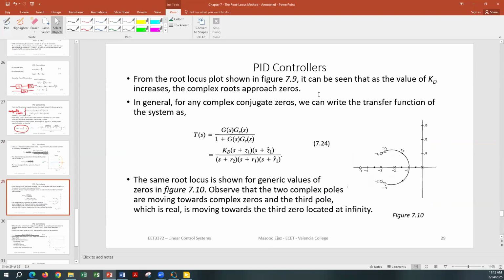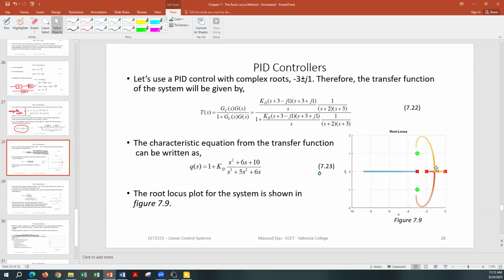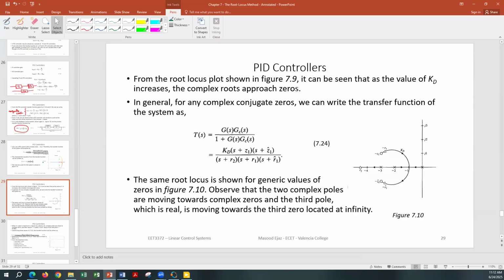From the root locus plot shown in the previous figure, it can be seen that as the value of Kd increases, the complex roots approach the zeros. Of course, you have one of the real roots as well. In general, for any complex conjugate zeros, we can write the transfer function of the system as Kd (s plus z1)(s plus z1 conjugate), these are the complex conjugate zeros, over 1 plus G(s)Gc(s), with poles (s plus r2)(s plus r1)(s plus r1 conjugate). So these are 2 complex conjugate poles, and this is the real pole.